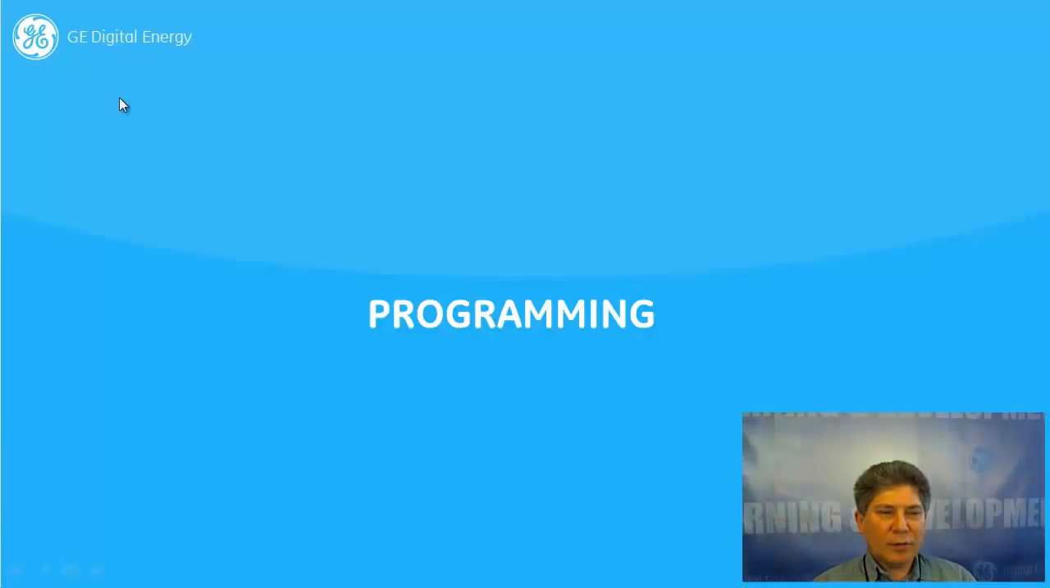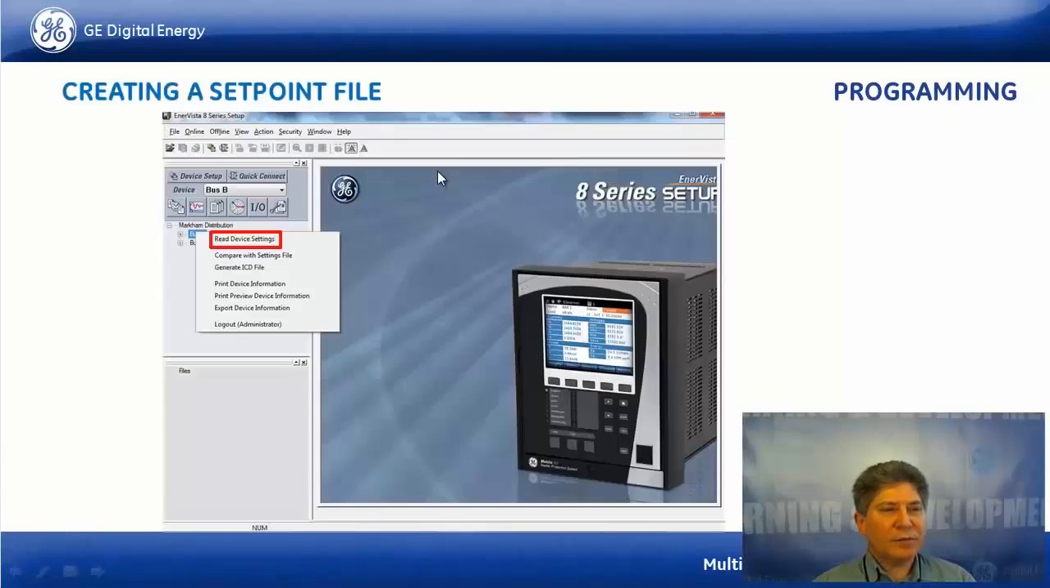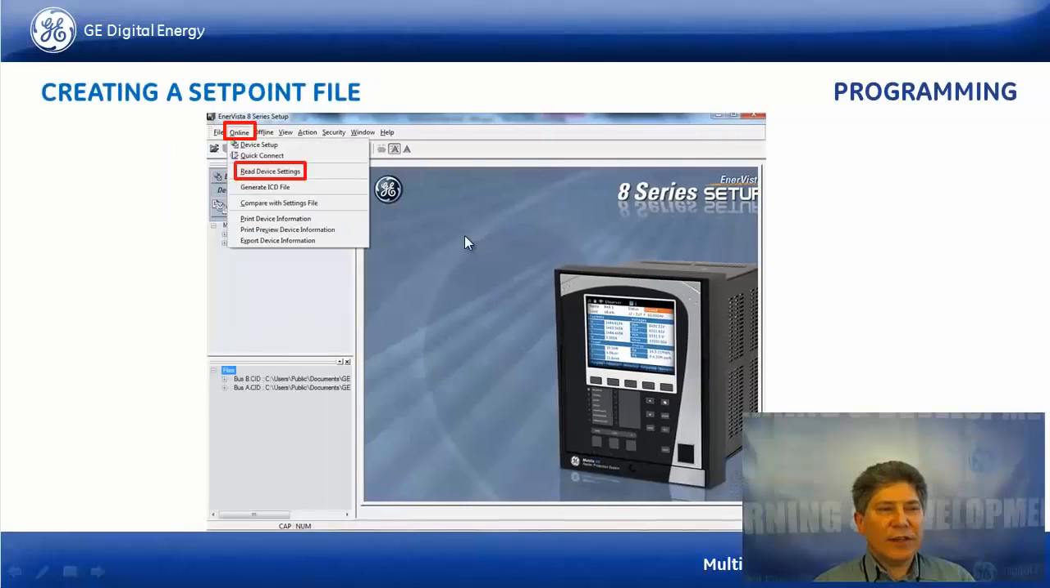So now I'll show you the programming portion. I'll show you how to create a set point file. There are 2 ways to create a settings file. One is to select one of the connections. You right click on it. You'll see this menu. You select Read Device Settings. The second choice is to go to the online menu, select Read Device Settings from this menu structure.